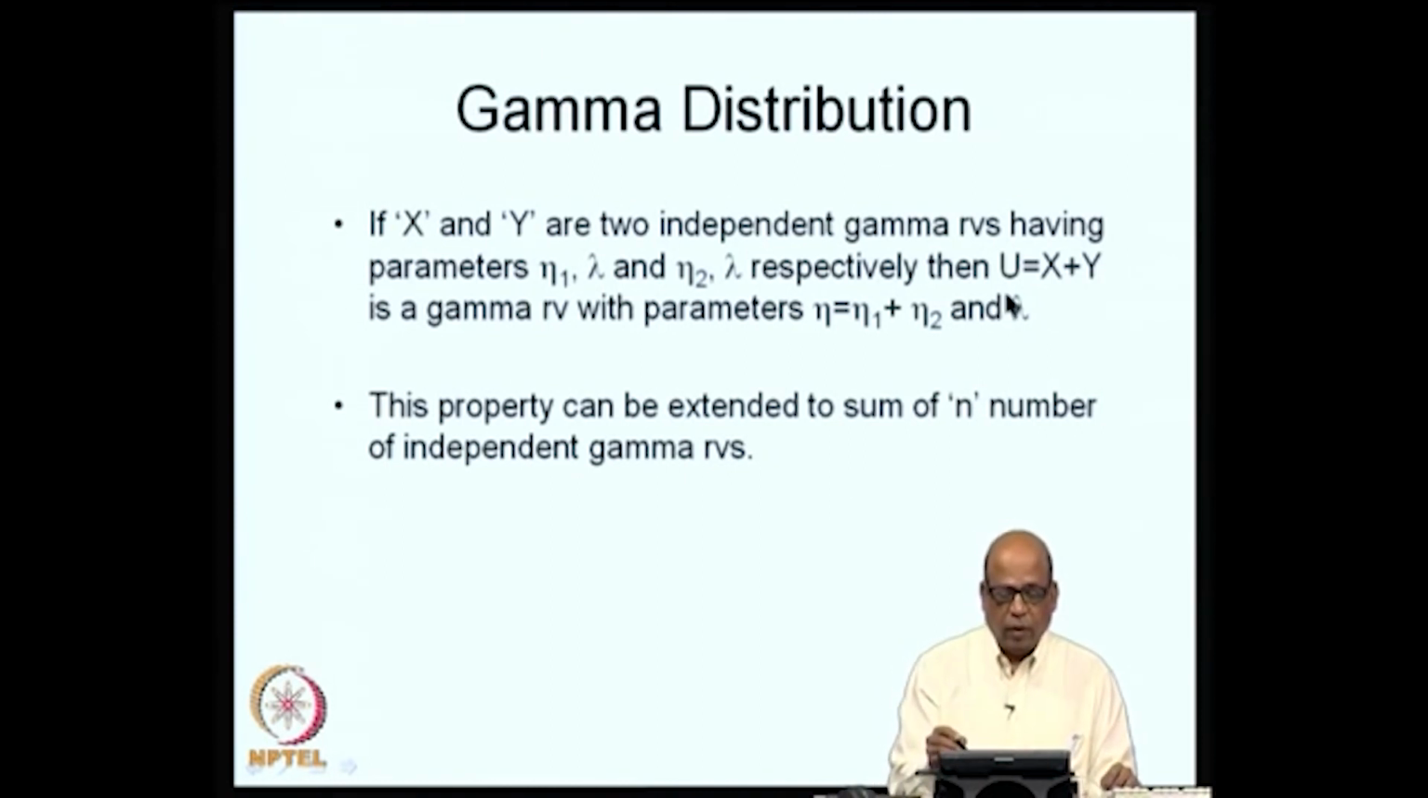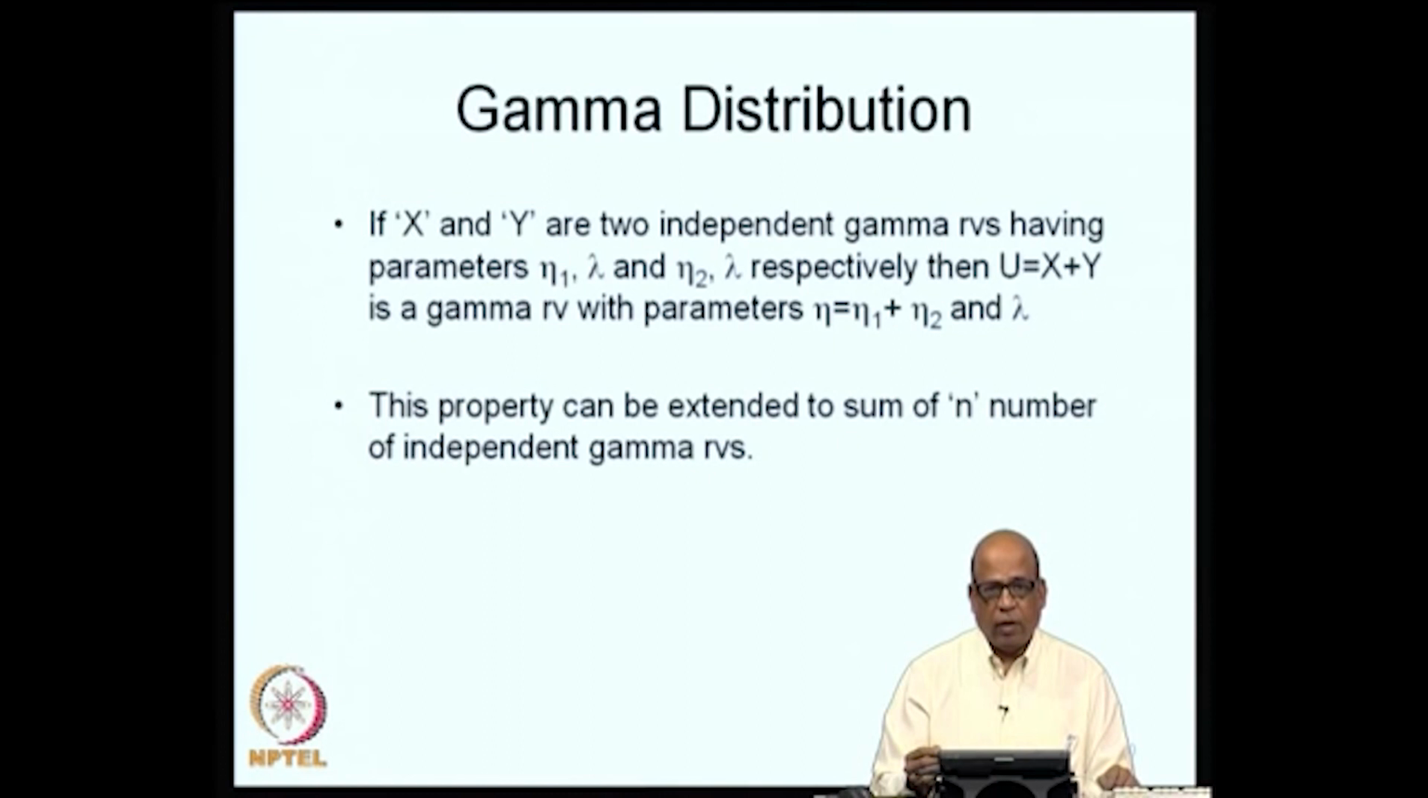Then we are interested in the distribution of the sum of the two random variables. So, u is equal to x plus y is the new random variable we are defining. As long as x and y follow the gamma distribution with the same scale parameter lambda, then the sum of the random variables, u equal to x plus y, also follows the gamma distribution with parameters eta equal to eta 1 plus eta 2 and lambda. Remember, lambda is the same for both x 1 as well as x 2.